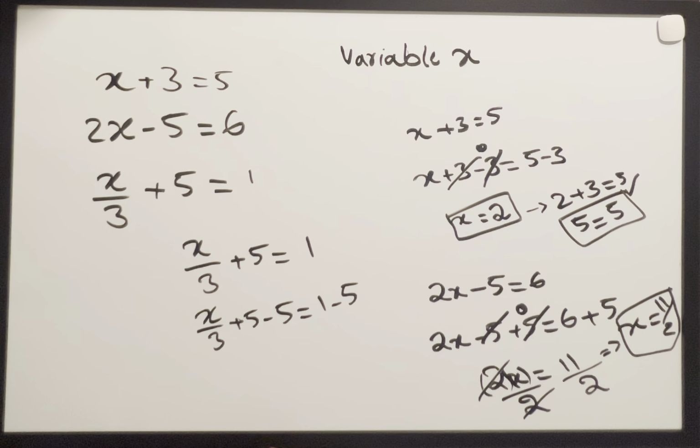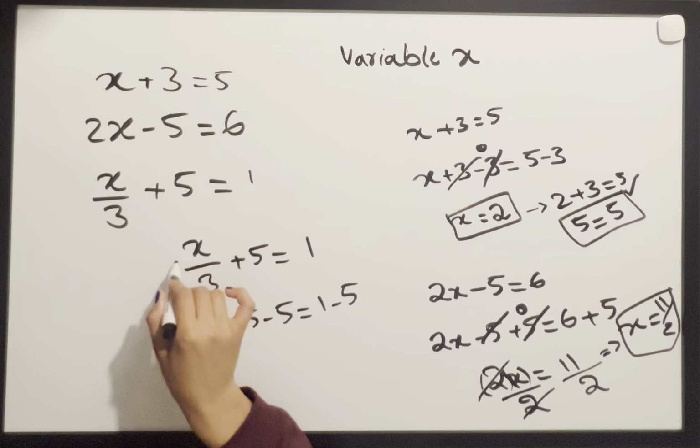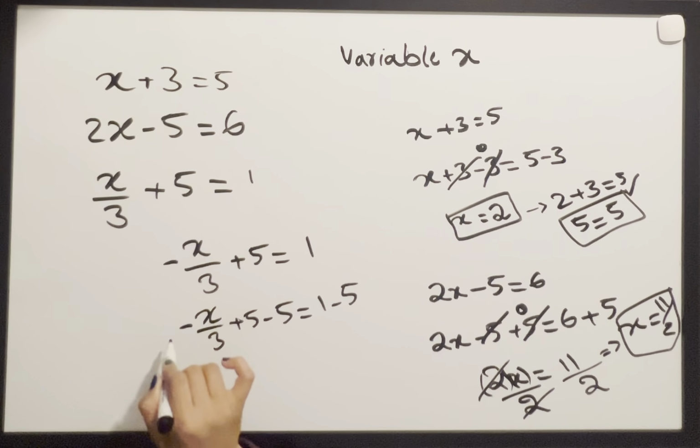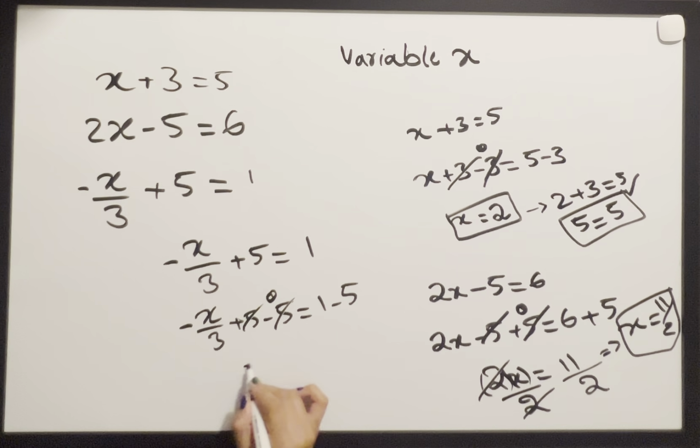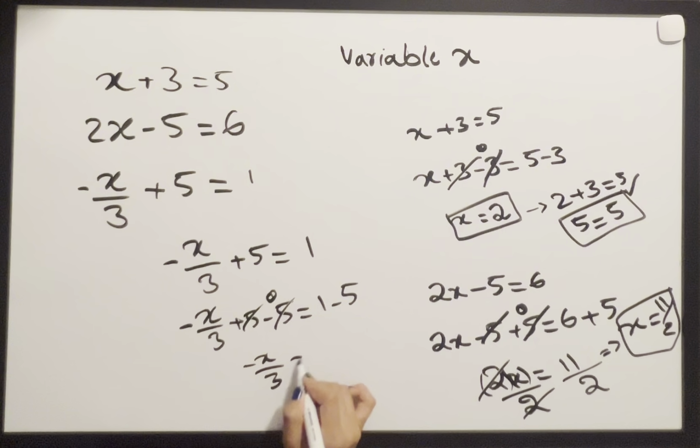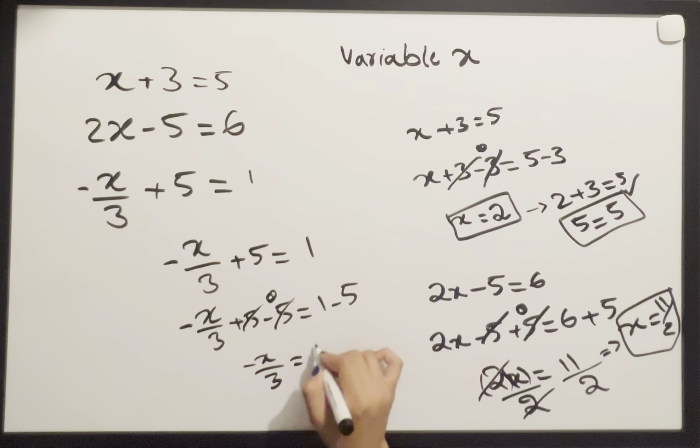Now I want to make this one a little bit challenging, so I'm just going to put a minus x over here. So these two cancel out and the answer is 0, and I have negative x over 3 equals negative 4.